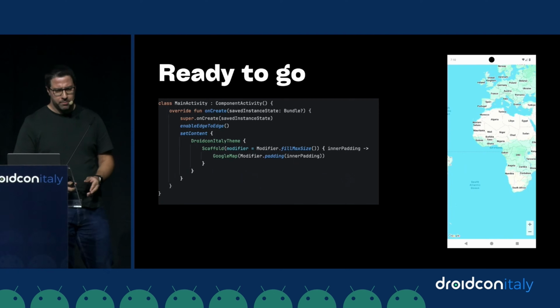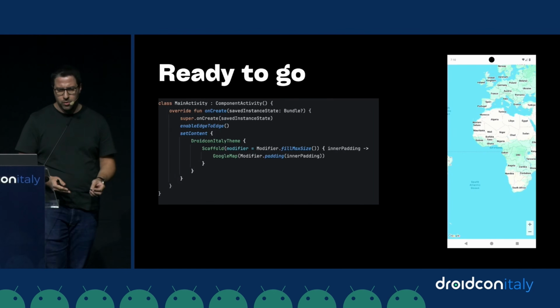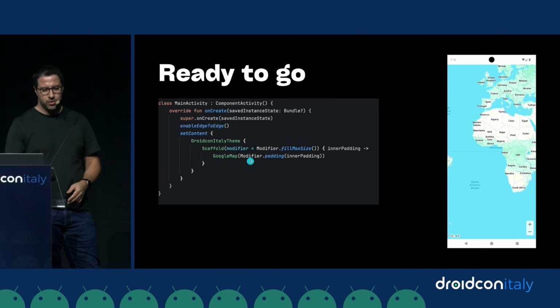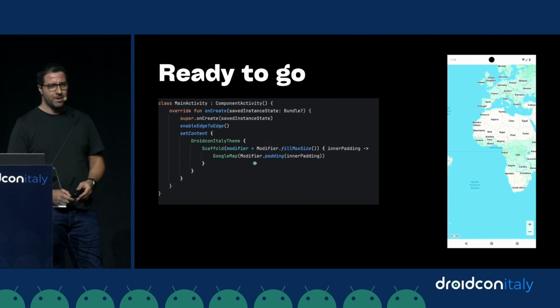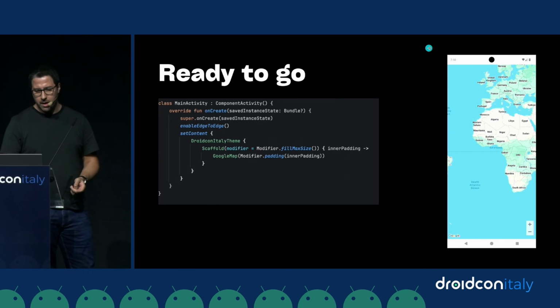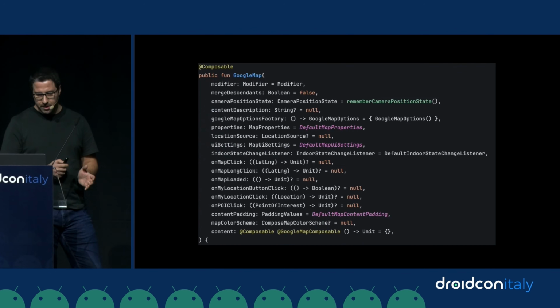And after that, you set up your regular Jetpack Compose activity, you set up your theme, your scaffold, and you just call the Google Map composable. And just by that, with a single line of code, you have your empty map drawn on the screen.